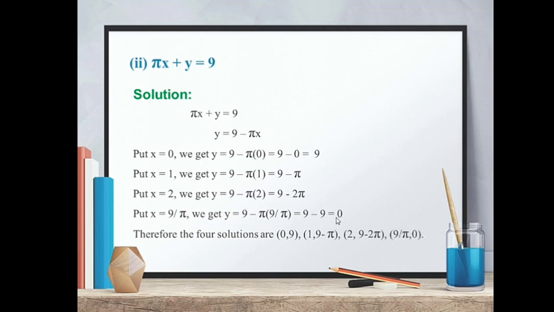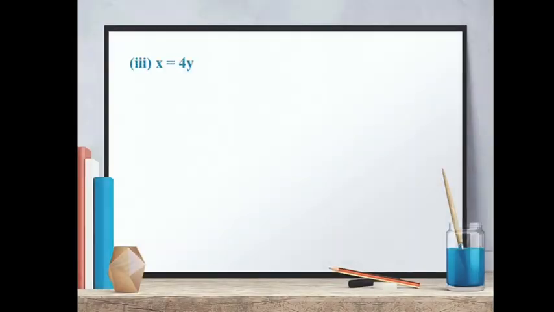Then the third question is x equals 4y. Then the solution: x equals 4y can be written as y equals x divided by 4. What I did here is I have transferred this 4 to the left side, so it becomes x divided by 4, which is equal to y, and this can also be written as y equals x by 4.